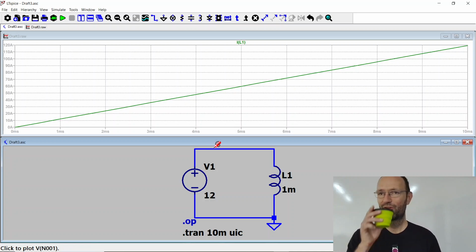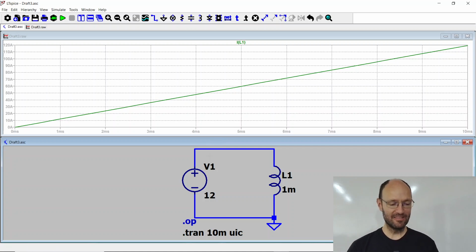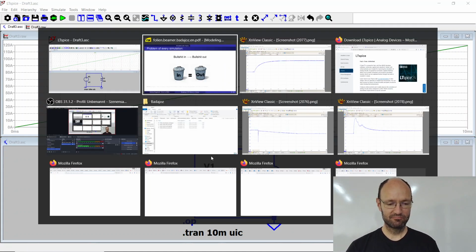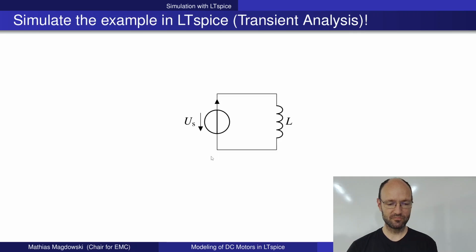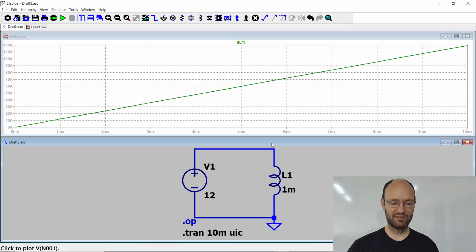Questions so far? No questions? Okay. Then we can continue. So this is what we have done now. Just the inductor. So now we can have almost, let's say, the perfect electrical part of our DC motor model, the source and at least the resistance of the winding and the inductance of the winding, and simulate this. And I mean, there should not be such a big surprise now.